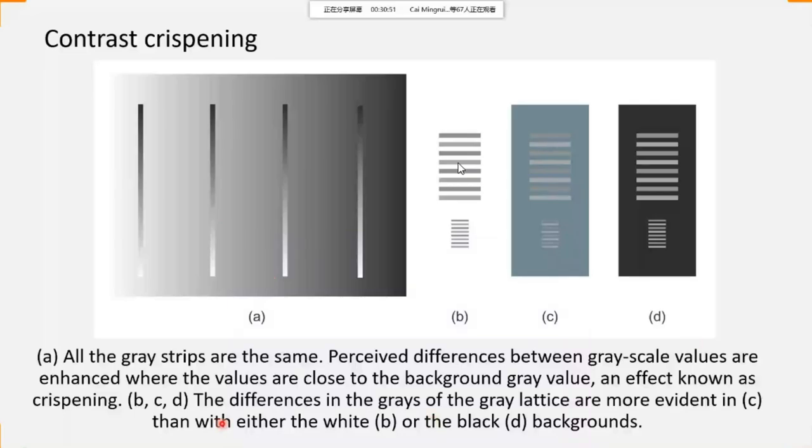And here in B, C, D, the differences in the grays of the gray lattice are more evident in C than with either the white B or the black D backgrounds. So if you compare here these different gray values, you see the differences here are strongest. Here they look more similar, and also here they look more similar. Here they look all darker, here they look all brighter, and here they are better differentiated because of this crispening effect. So here it's clear this is darker, brighter, darker, brighter. Here it's more difficult to see that difference. This is meant by this crispening contrast, or contrast crispening, better to say.